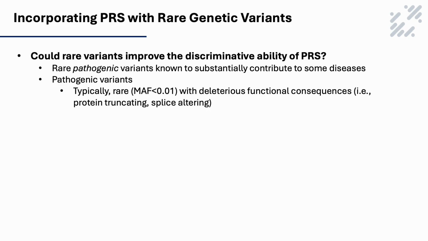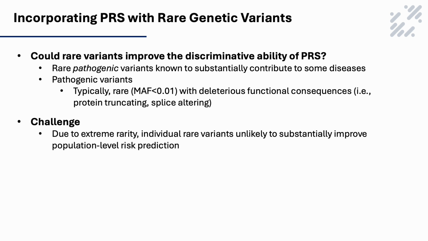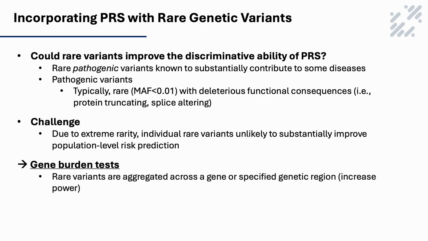Pathogenic variants are typically defined as rare variants with a minor allele frequency less than about 1% that have some deleterious functional consequence. This could include protein truncating variants or splice altering variants, for example. However, it's really challenging to study rare variants because they're so rare. Individual variants alone are really unlikely to substantially contribute to population-level risk prediction.